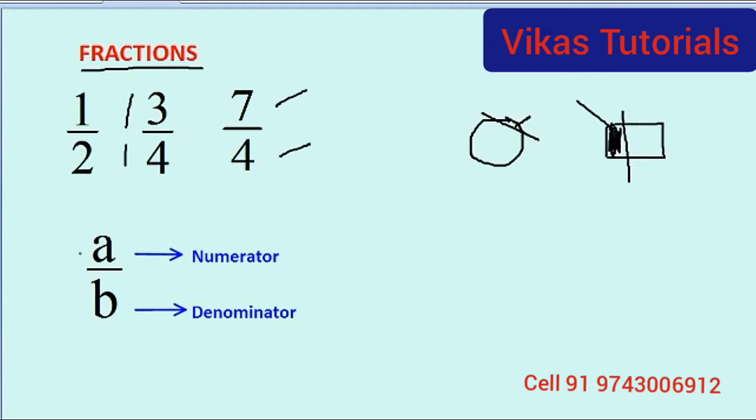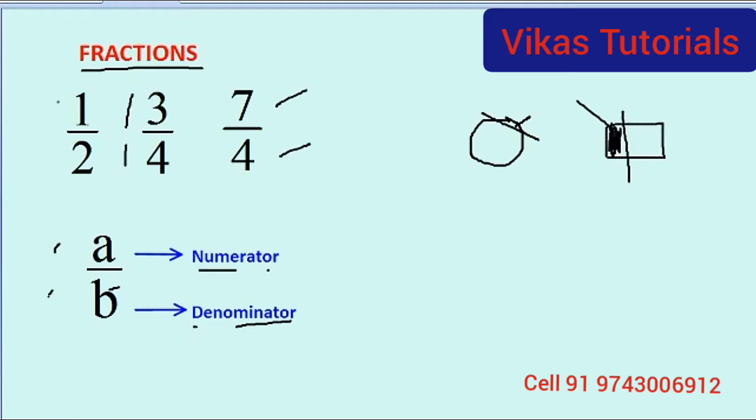In fractions, the number is a by b. Here, a, the number which is written above the line, is the numerator, and b, which is written below the line, is the denominator. There are two numbers: one is the numerator, another is the denominator. Now, let's understand fractions with some examples.